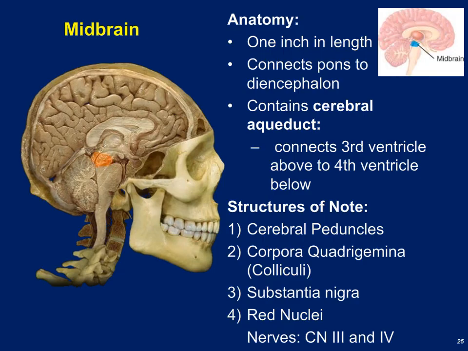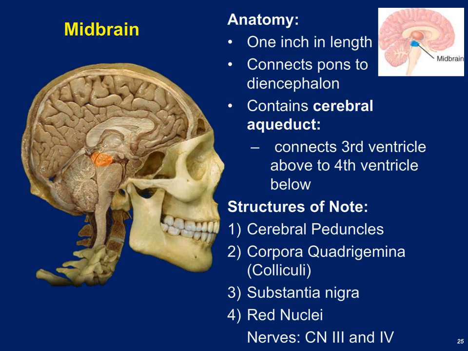The third part of our brainstem is called the midbrain, and the midbrain is a very small piece of tissue that's located superior to the pons. It's only about an inch in length, and it helps to connect the pons to the diencephalon. The diencephalon includes things like the thalamus, hypothalamus, and epithalamus.